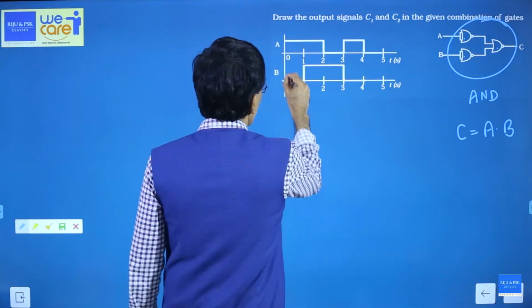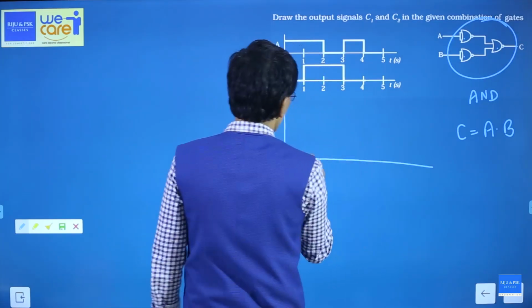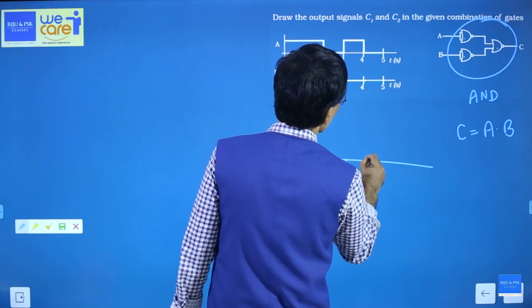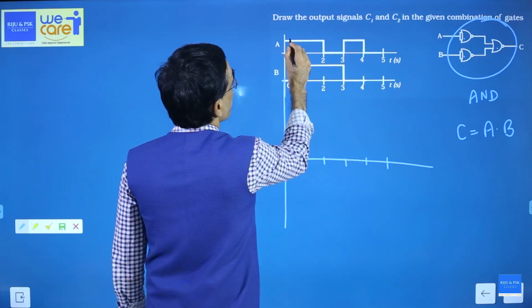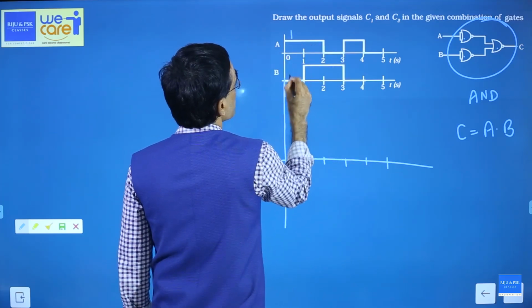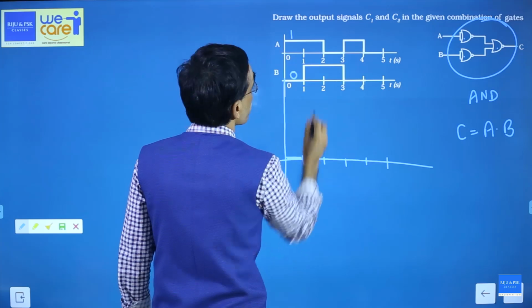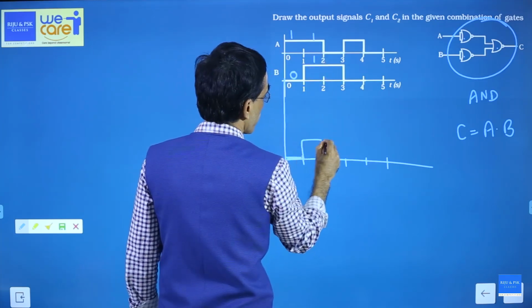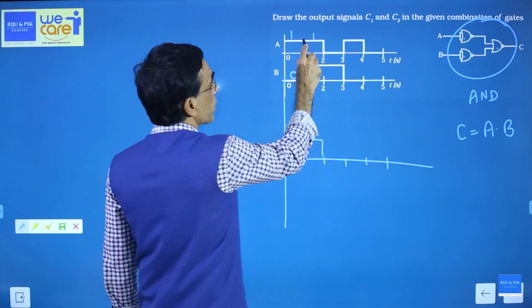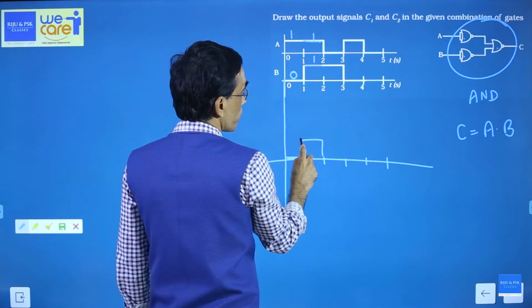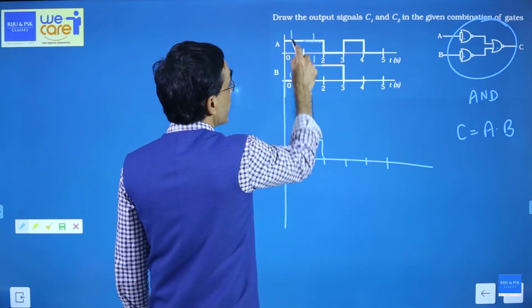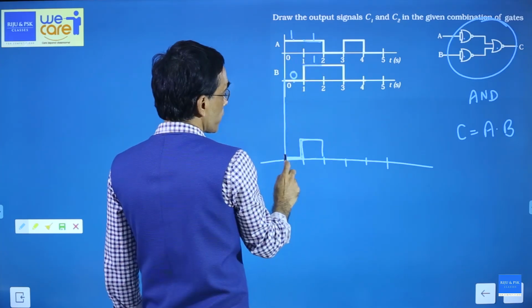Okay. Now what you do? You can draw the output waveform for the same interval. The time interval will not change. See, 1 and 0, output will be 0. 1 and 1, output will be 1. Both are at a high state, output will be high. If at least one of them is 0, output is going to be 0.